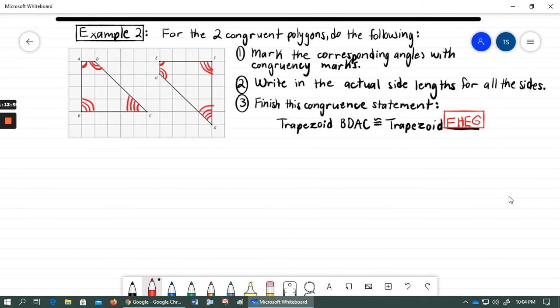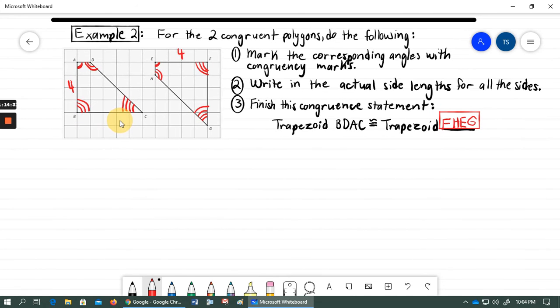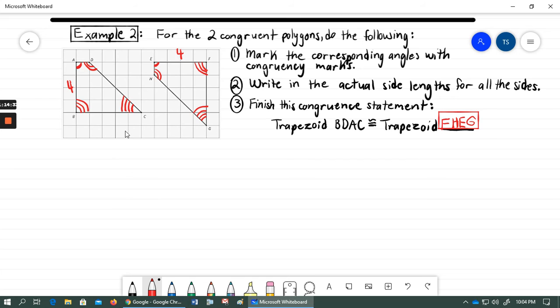So again, if you just count that, that's 4 right here. And of course, its congruent or corresponding side would have the same exact length, 4 and 4. And if we look at this horizontal side, side BC here, if we count that, 1, 2, 3, 4, 5. Let's count that again. 1, 2, 3, 4, 5.